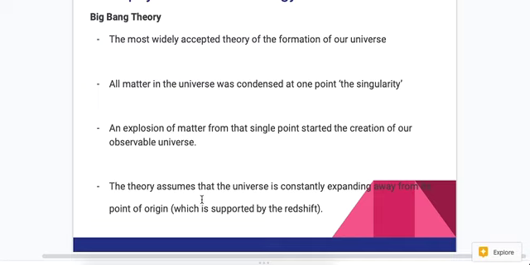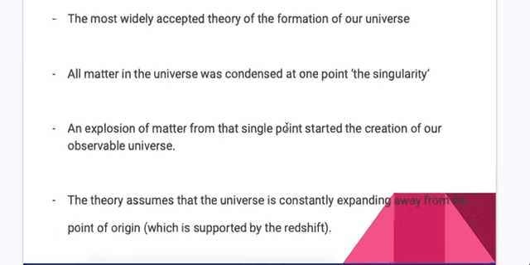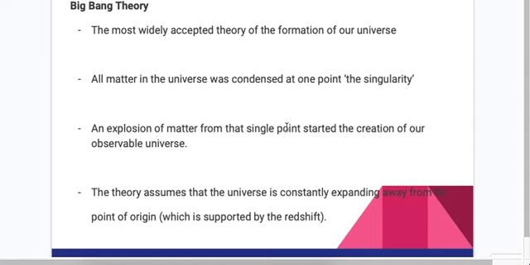You should also know that, in summary, the Big Bang theory, which is the widely accepted theory of how our universe was formed, says that a long time ago, billions of years ago, all that exists in our universe was matter condensed at one point known as the singularity. Then an explosion propelled that matter outwards, and over time the matter slowed down, formed planets and stars and so on, and it continues to expand outwards as supported by the redshift. So this Big Bang theory is the widely accepted theory of how our universe was formed.